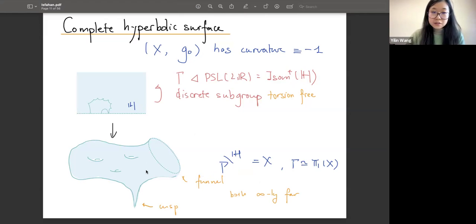And here is one example. Here I drew an example of the fundamental domain. If the fundamental domain contains a part of the boundary here, it comes down and becomes this part of the boundary, which is infinitely far, and this is called a funnel. And sometimes it doesn't contain an interval of the real line, but it contains one point of the real line, and that becomes a cusp. That's a point that is also infinitely far.